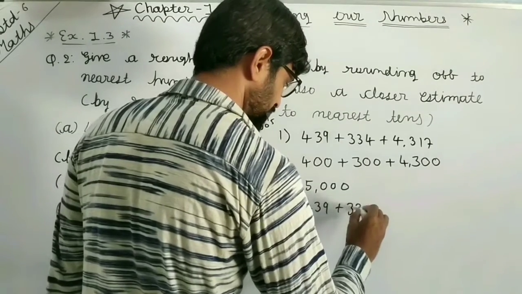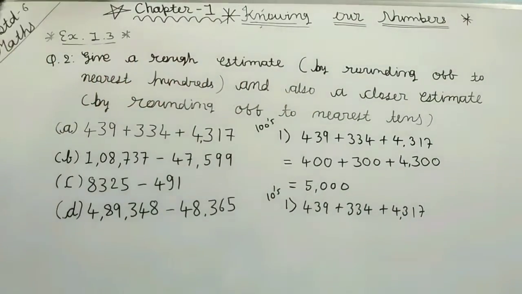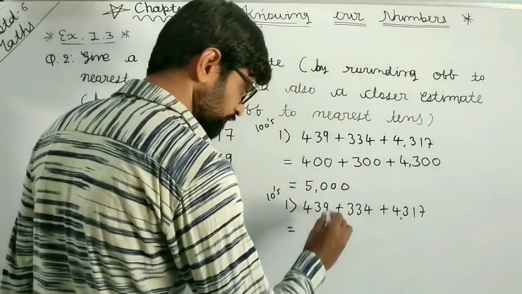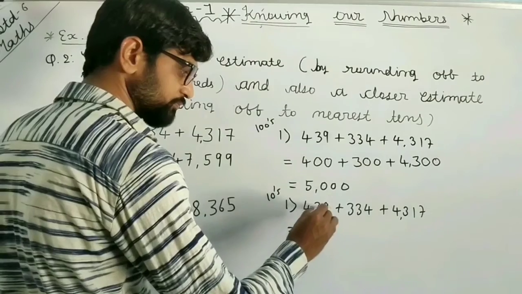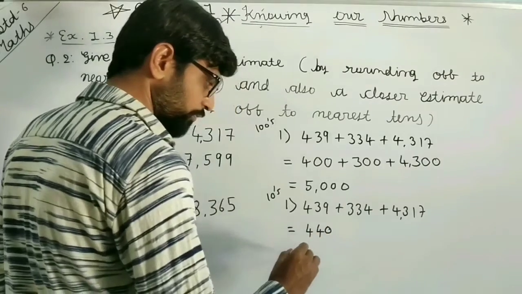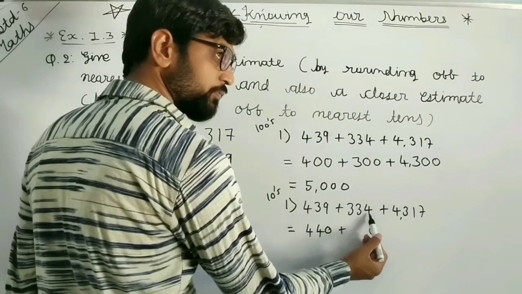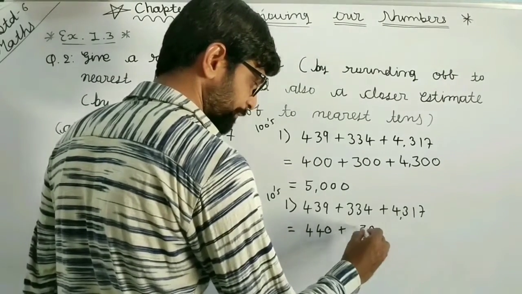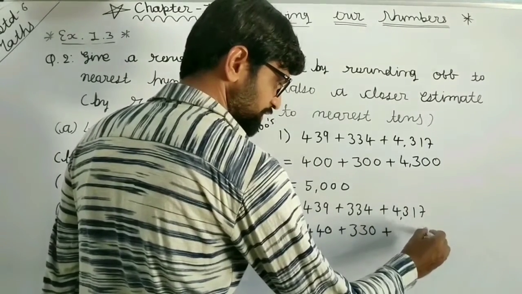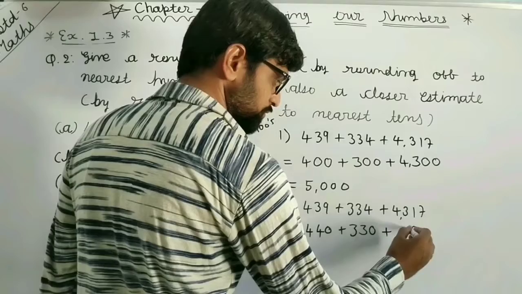439 plus 334 plus 4317. Now see at the tens place. So add 10. What is after 3? 9. 9 is more than 5. So 3 plus 1 is 4. 4 remains the same. Now 0, 3, then 4, so it will remain the same. 1. What is after 1? 7. 7 is more than 5. So add 1 to the 1.